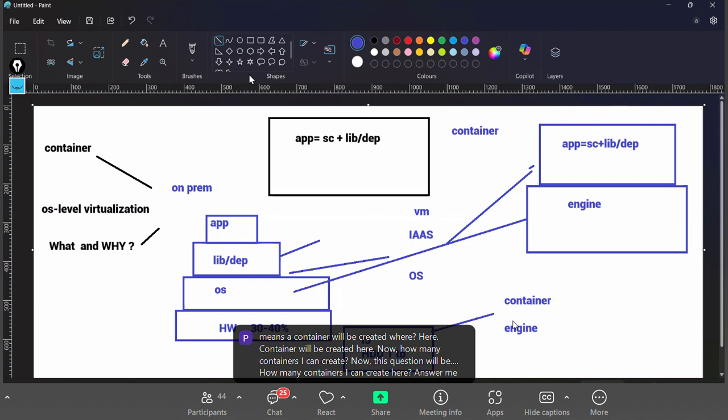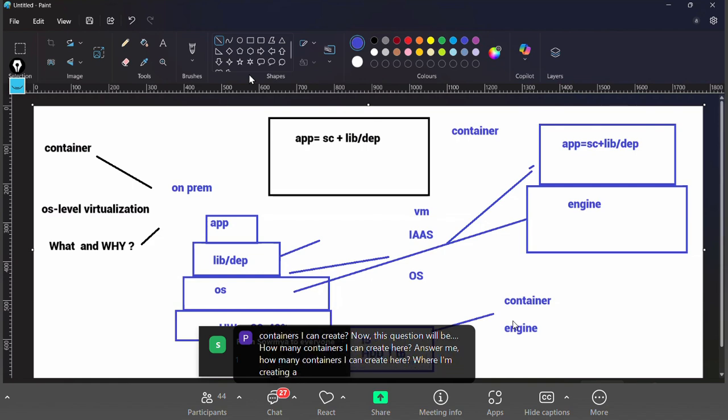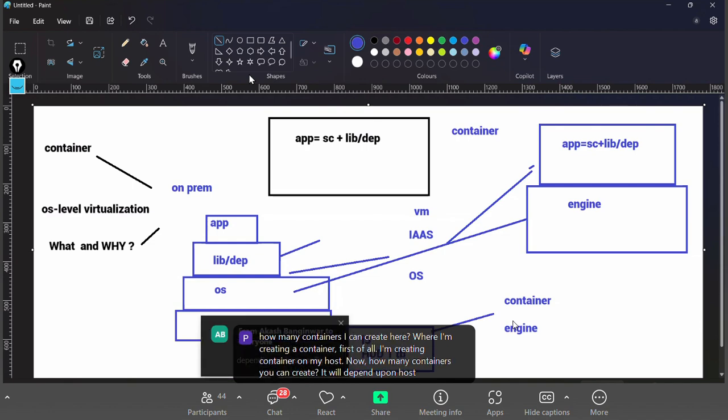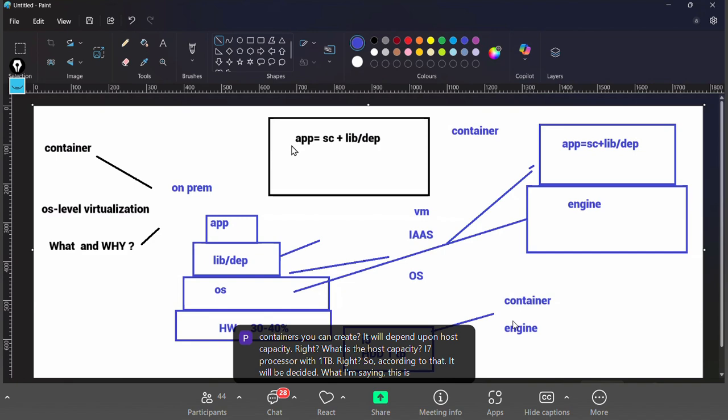Answer me. How many containers can I create here? Where am I creating a container, first of all? I'm creating containers on my host. Now, how many containers can you create? It will depend upon host capacity, right? What is the host capacity? An i7 processor with 1 terabyte, right? So according to that, it will be decided.